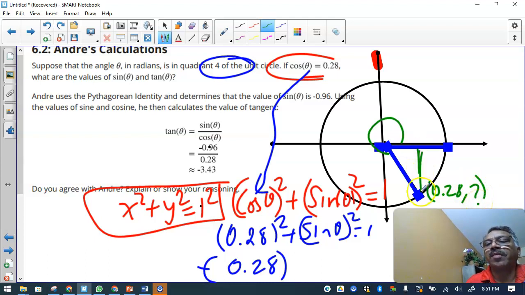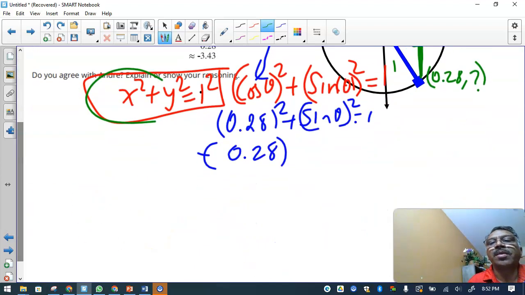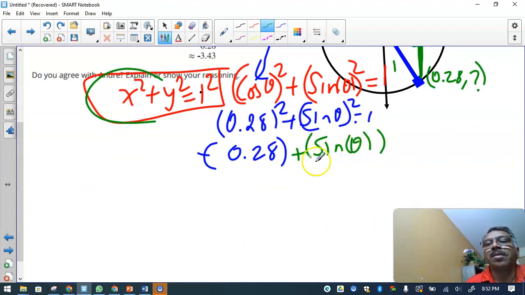You can even use the basic triangle there. This is one, and they give you the x, which is 0.28. That's x. All you do is use this, but I want you to get used to this kind of form. You get sine theta, the whole square, plus cosine theta squared is 1.